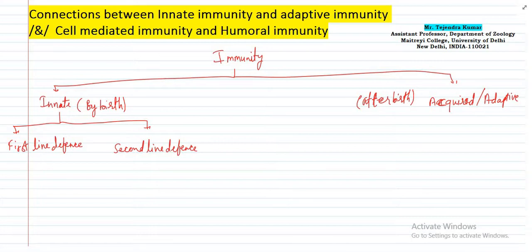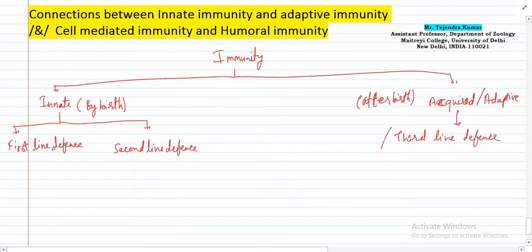The acquired or adaptive immunity mainly relies on, or is mainly part of, the third line defense. Although in some books it is given as the second, mainly it is part of the third line defense. So there are three lines of defense available.